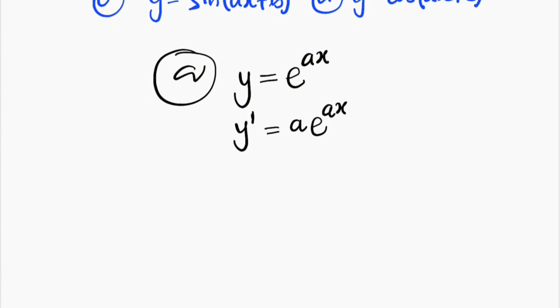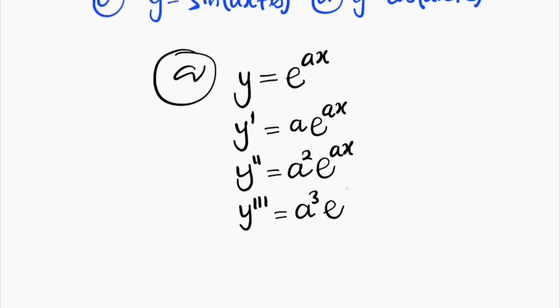Now, what about the second one? If you differentiate it for the second time, the derivative of this, which is a, will multiply everything. That a times a will give us a squared. We have a squared here, but the function repeats. Let's go to the third one. The third derivative is equal to the derivative of this, a times a squared, is a cubed e to the ax. Just observe that the exponent and e are not changing. Look at it: e to the ax, all of these are e to the ax.